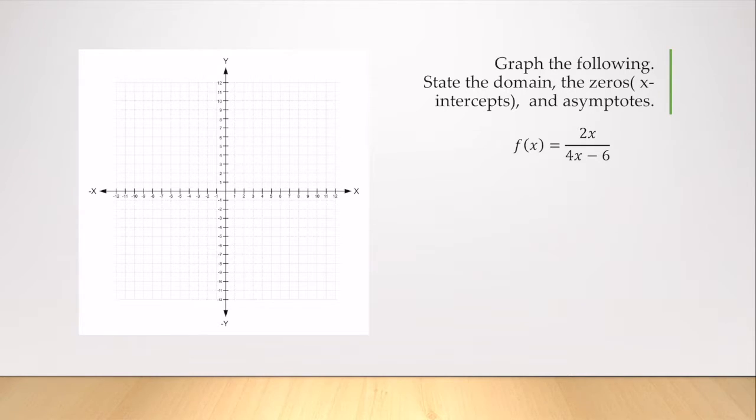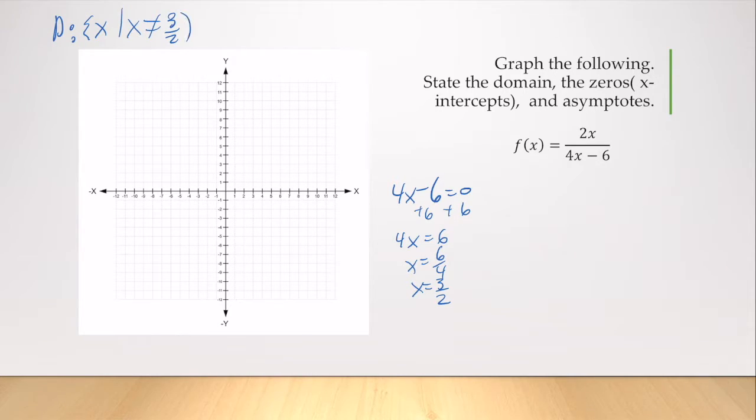So the first thing I want to do is solve for the domain. I'm going to take my denominator, which is 4x minus 6, and set it equal to 0. I add 6 to both sides. I get 4x equals 6, so x equals 6/4, which we definitely want to simplify to 3/2. So my domain is x doesn't equal 3/2.